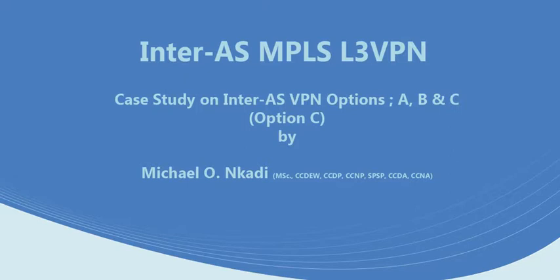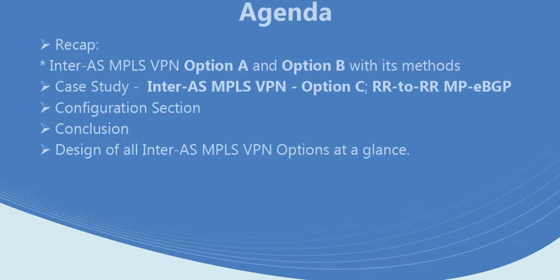Today, I will be taking you through a case study on MPLS VPN option C. The agenda of this particular video is as follows. I will show you a recap of the previous videos I have done on option A and option B with its variants, and also focus more on today's topic, which is the inter-AS MPLS VPN option C, otherwise known as route reflector to route reflector MP-BGP.